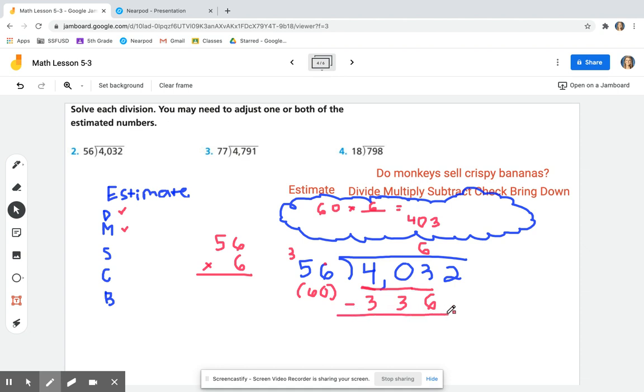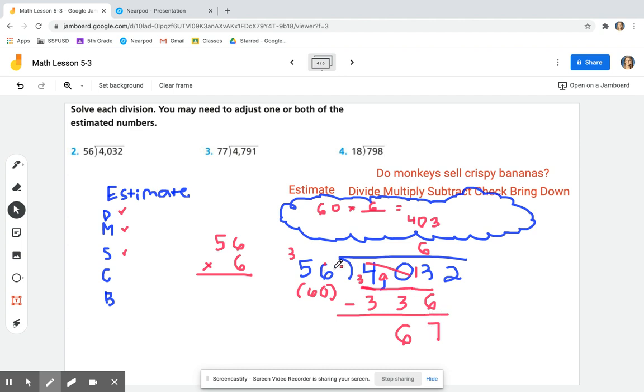Our next step is to subtract. What's 403 minus 336? Well, we do need to borrow here. And when we borrow, we get 13 minus 6, which is 7. And 39 minus 3 is 6. So we get 67 as our answer for our subtraction problem. Our next step is to check. Is 67 less than 56? It's not. It's more than 56.